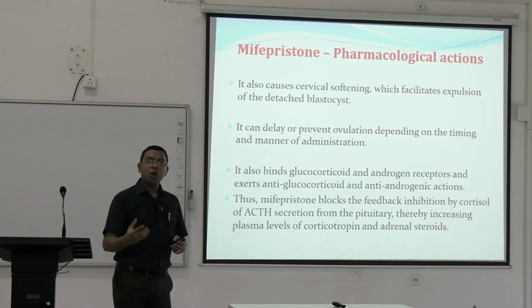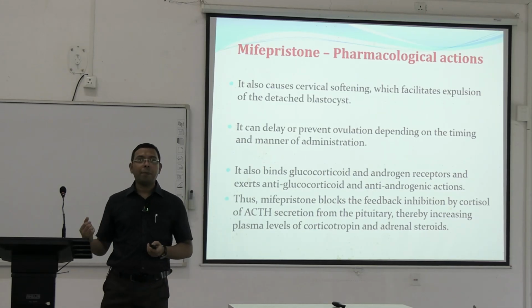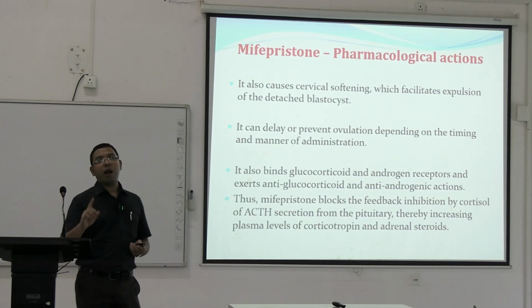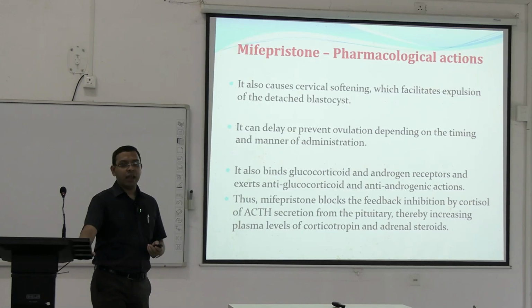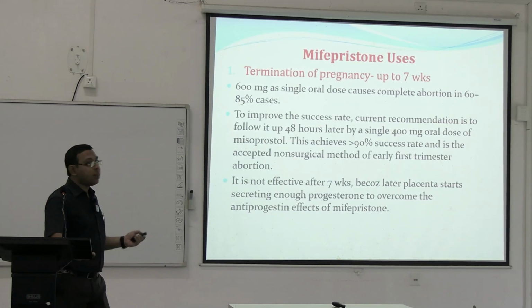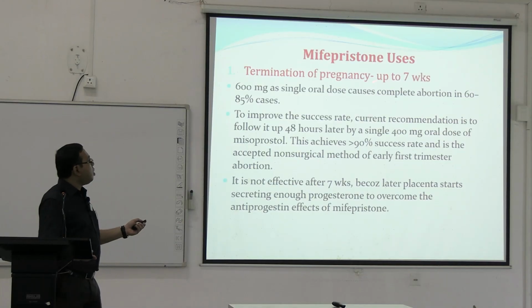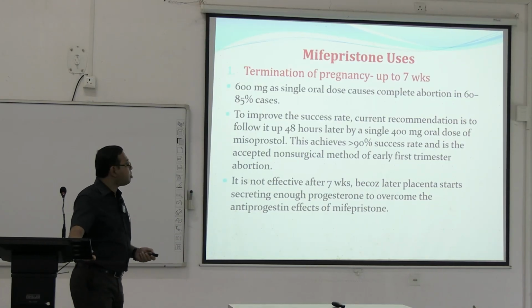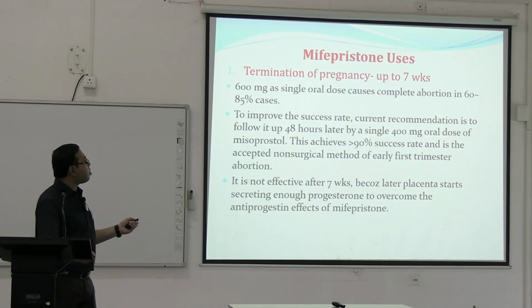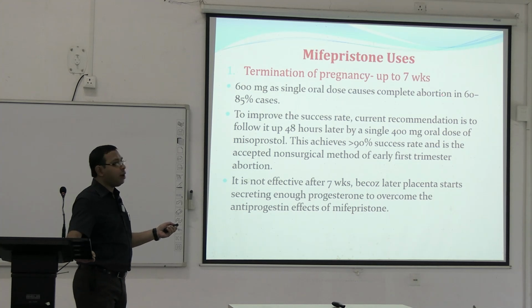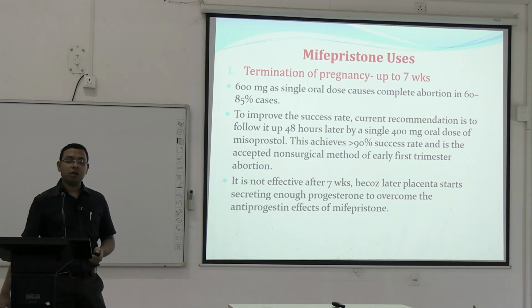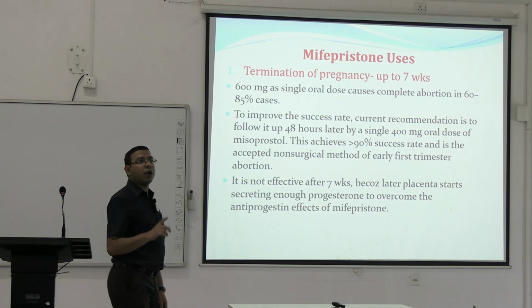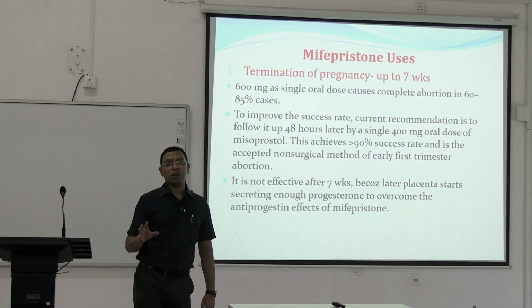when there is already a blastocyst, and we have to detach and expel the blastocyst. So mifepristone is primarily used as an abortifacient agent. So it is used for the medical termination of pregnancy, that is abortion. Mainly it is used up to 7 weeks of pregnancy. A 600 milligram single oral dose causes complete abortion in 60 to 85% of the cases. You can see that this is not 100%, 60 to 85% of cases.